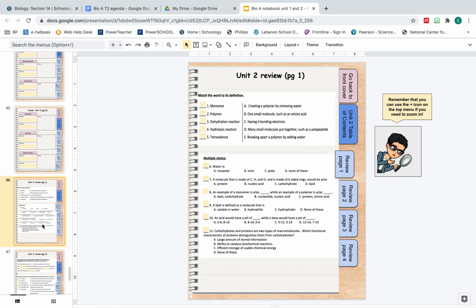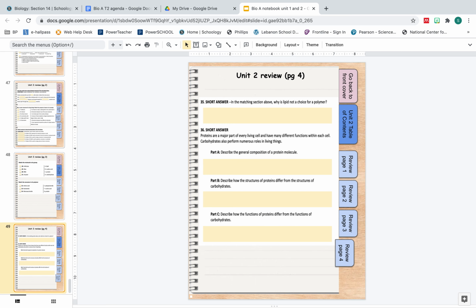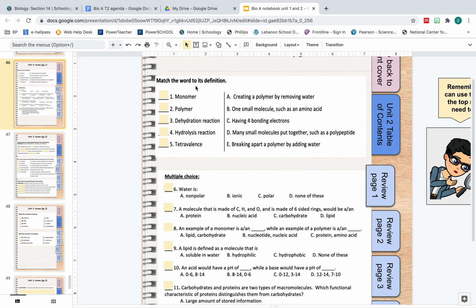So we have a matching, a multiple choice, a fill in the blank, another matching. That's kind of matching and fill in the blank together. More matching, and then some short answer. All right, let's do it. Match the word to its definition.